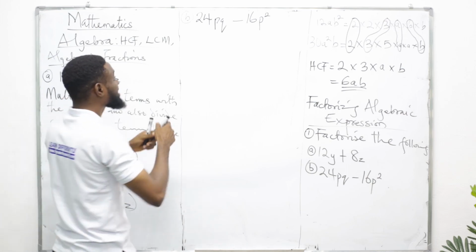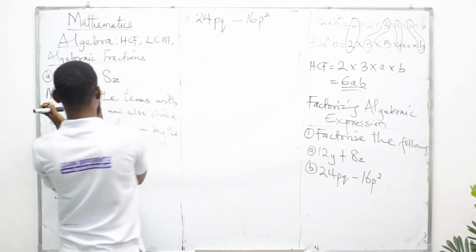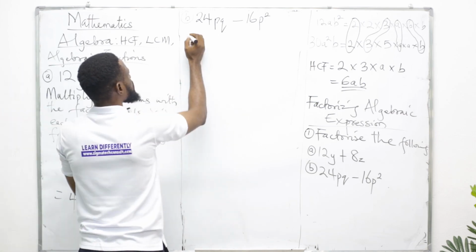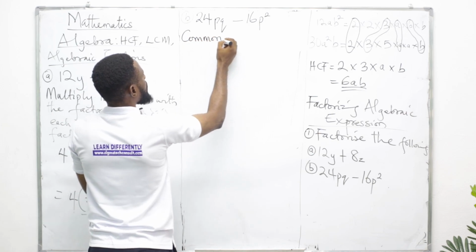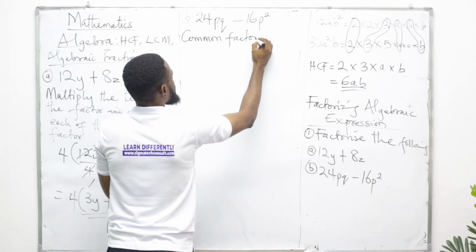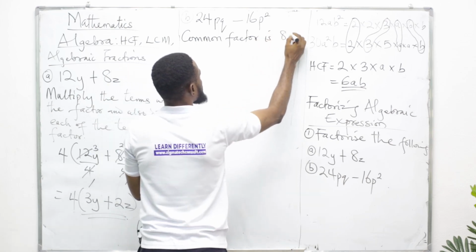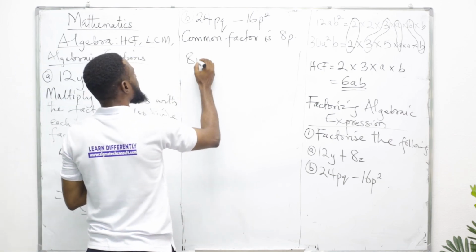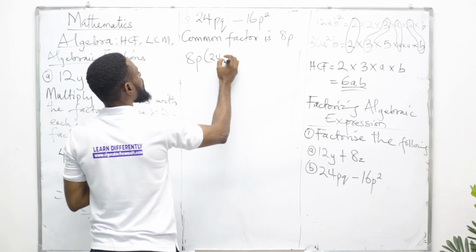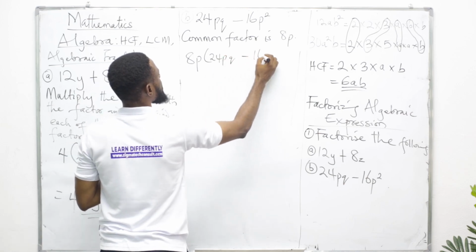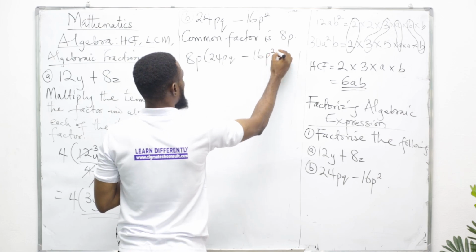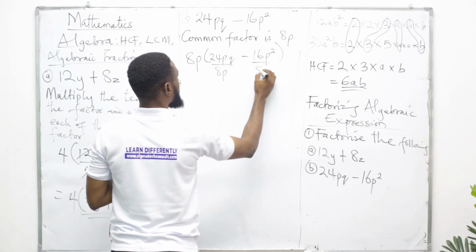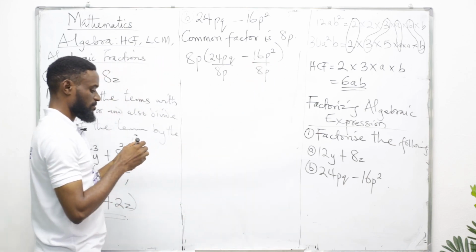8 times P. So 8P, by this method, multiply the terms with the factors. So the common factor is 8P. 8P is their common factor. So that means 8P will multiply 24pq minus 16p square all over 8P. Don't forget that. Do you understand me now?